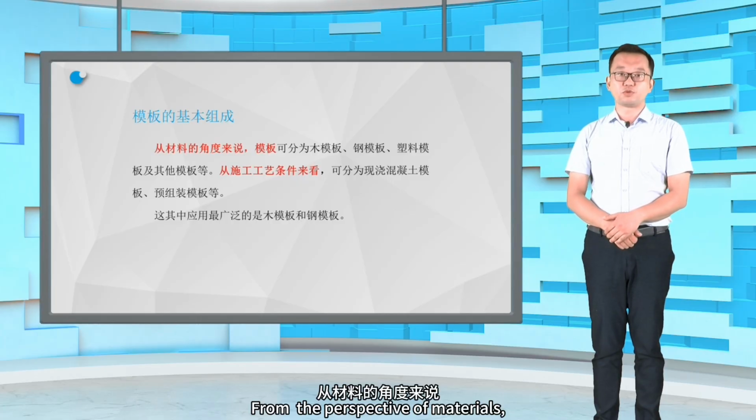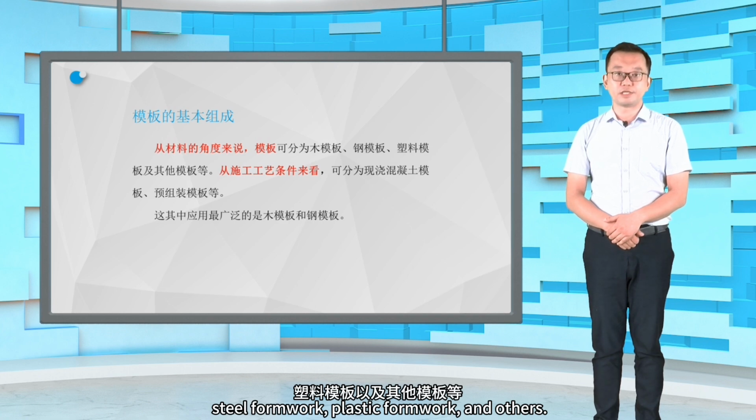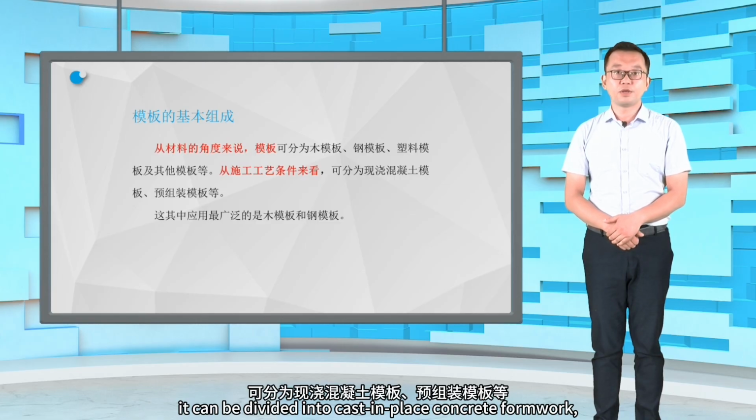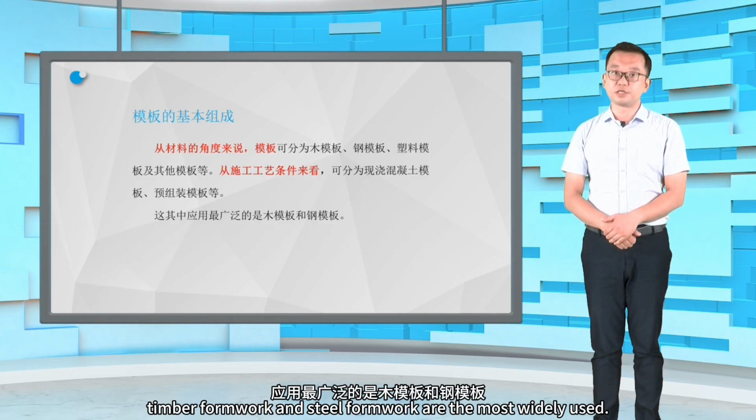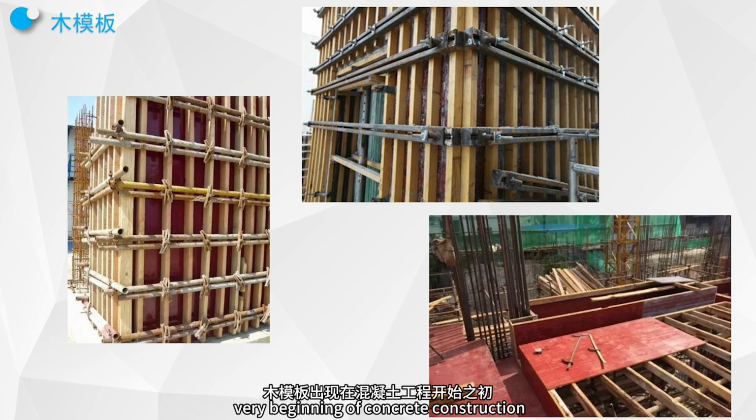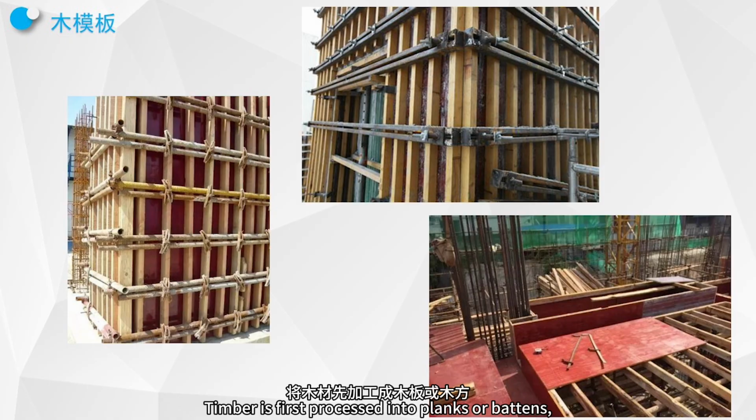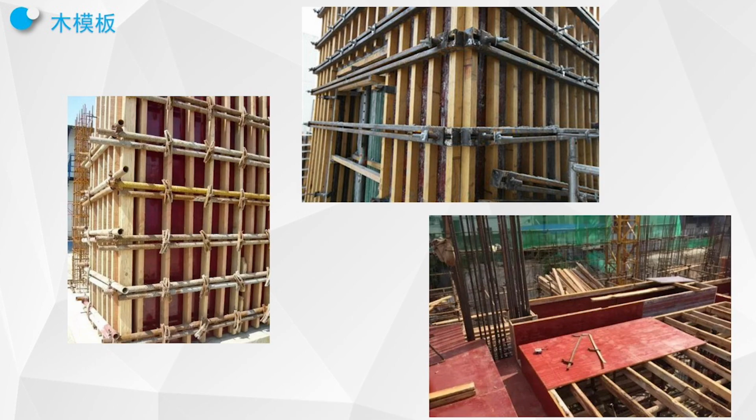From the perspective of materials, formwork can be classified into timber formwork, steel formwork, plastic formwork, and others. From the perspective of construction methods, it can be divided into cast-in-place concrete formwork, preassembled formwork, and others. Among these, timber formwork and steel formwork are the most widely used. Timber formwork appeared at the very beginning of concrete construction and remains in use today. Timber is first processed into planks or battens, then assembled into the formwork needed for the structure. Its advantages are low cost and cost-effectiveness. Disadvantages include high material loss and limited reusability.